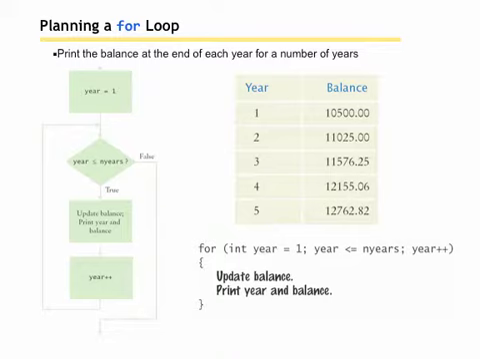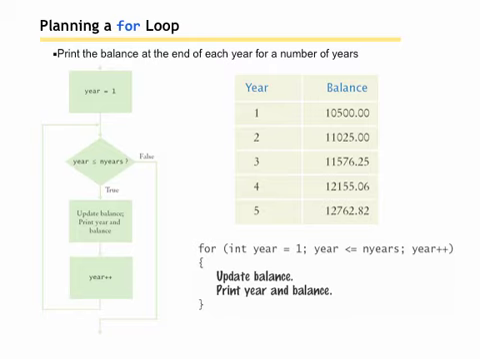So if you're planning a for loop, let's say, for example, you want to calculate an increasing balance based on a certain interest rate. You decide when you want your loop to start, such as year equals 1, and for how long you want to loop, say year less than or equal to some number of years. And then inside the loop, you've got to update the balance, print the year-end balance, and increment year.